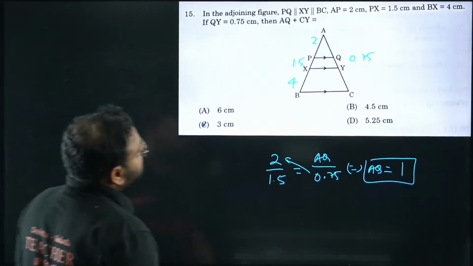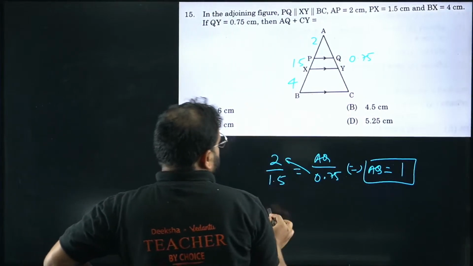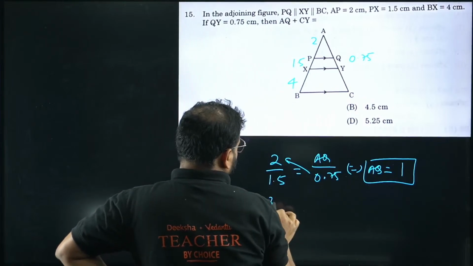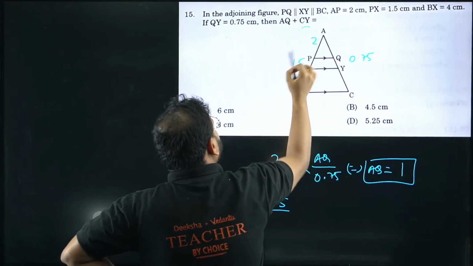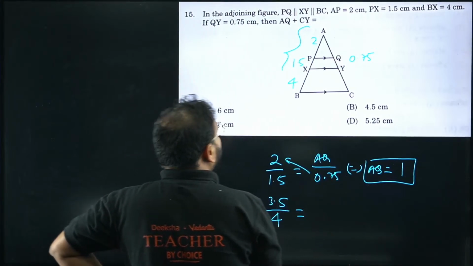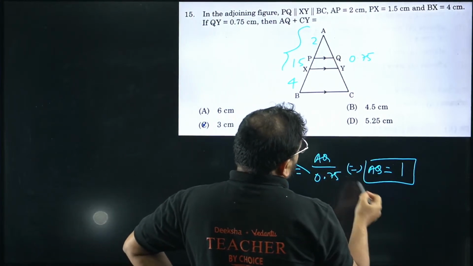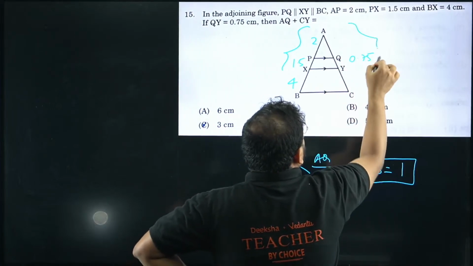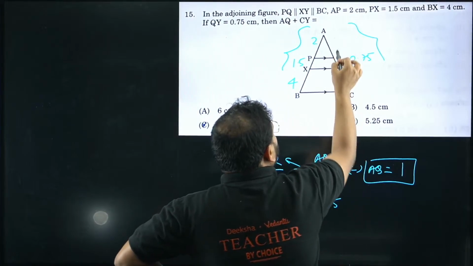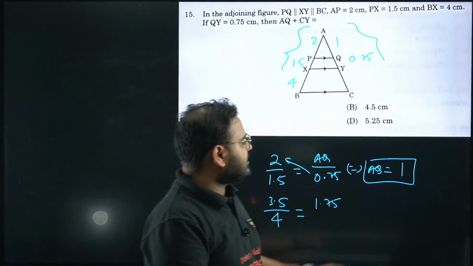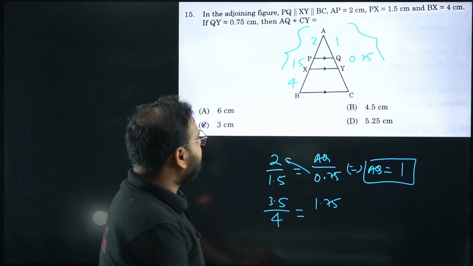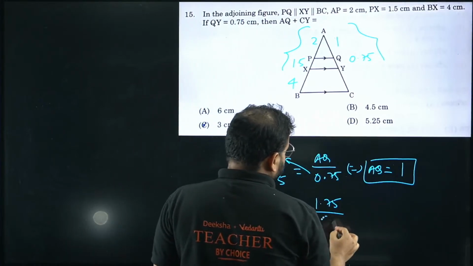What next now? CY, sir. So for this we're going to use, please check, AX by BX, right? So I have 3.5 for AX. AX will be 3.5 by 4 equals AY by AC. So AY I know now, because AQ I'm getting as 1 now. It will become 1 plus 0.75, which is 1.75, divided by CY.